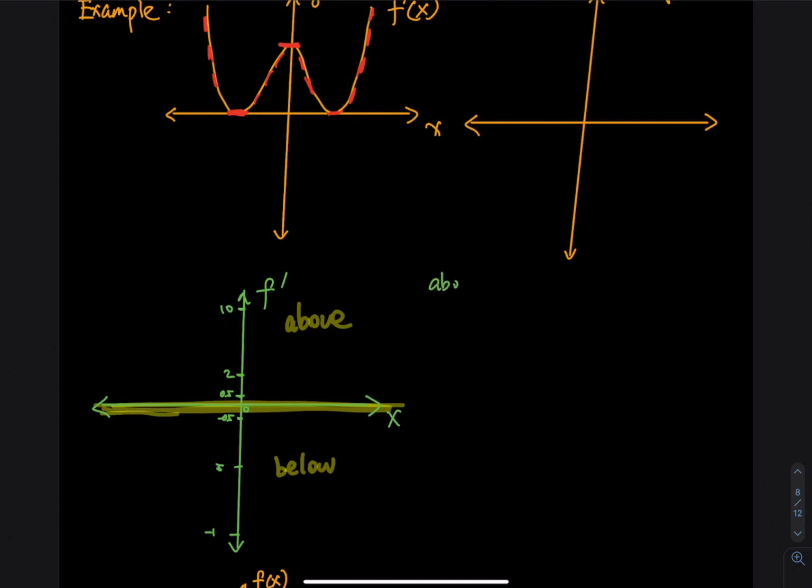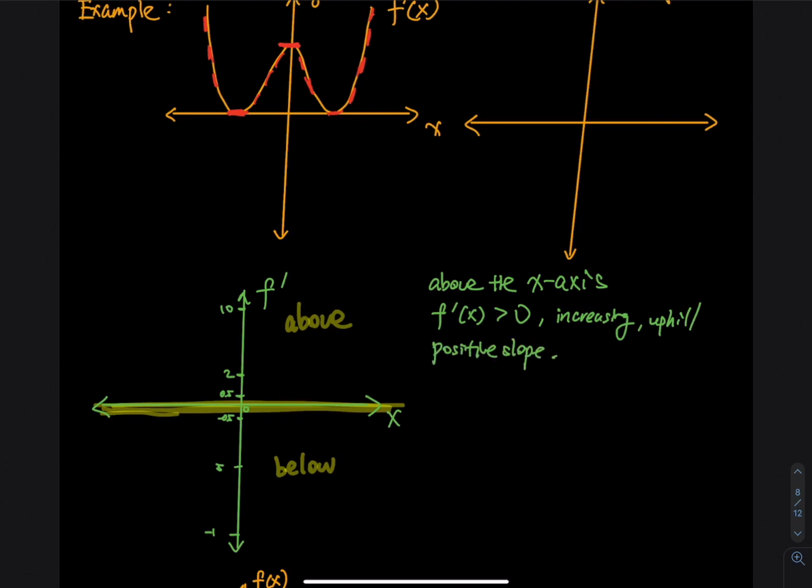So above the x-axis, what do we have? We have the y value, f prime of x, is greater than 0. So we have a slope greater than 0. Slope greater than 0 means the graph of the function is increasing and going uphill. Alright, so we have a positive slope. The slope is going uphill.